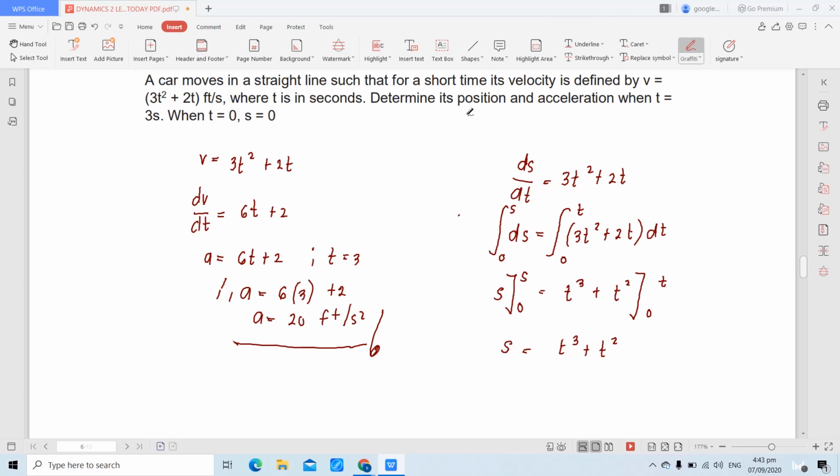Anong kinukuha? The position when the value of time is 3. So, substitute lang natin yun, guys. When the value of time is 3 seconds, therefore, s is equivalent to 3 cubed plus 3 squared. Ano po yung position? 27 plus 9? 36. 36 feet. Okay, that is case number 3. No. Combination lang ng case number 1 and case number 2. Questions po under case number 3?